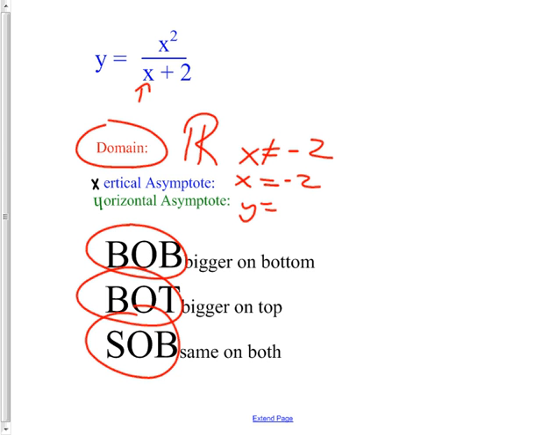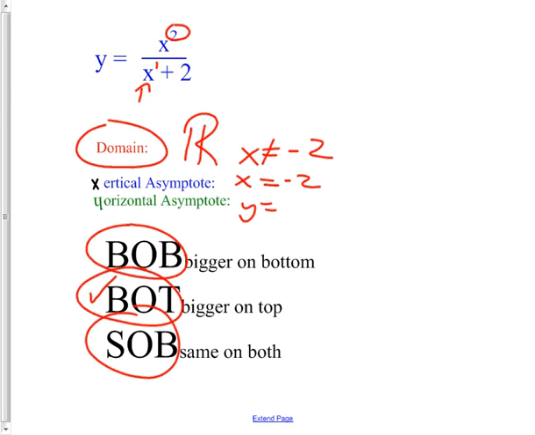If it's bigger on bottom, what do I mean by bigger? Bigger means the degree of it. This has a degree of 2. This one doesn't have a number here, so I'm going to say it has a degree of 1. So this is bigger on top. It's just all about the degree. So this guy is bigger on top, so he's a BOT. You're either bigger on top, or bigger on the bottom, or same on both. You've got to be one of those.